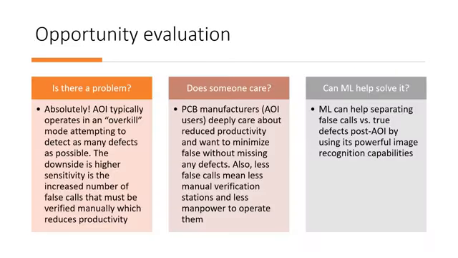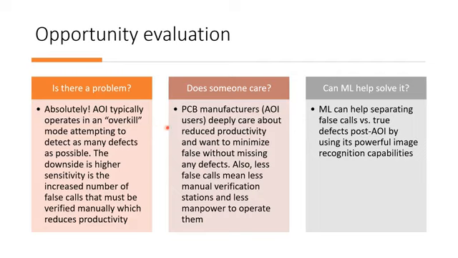Is there a problem? There's definitely a problem because AOI typically operates in an overkill mode. What it means is that we make AOI as sensitive as possible, so it can detect as many defects as it can. But the downside is that it results in more false calls that have to be filtered. Right now, they're filtered manually.